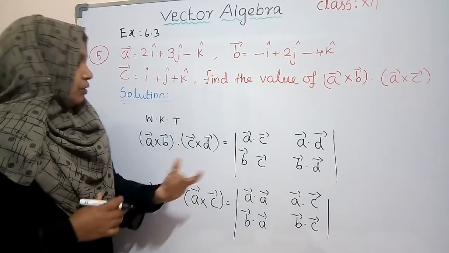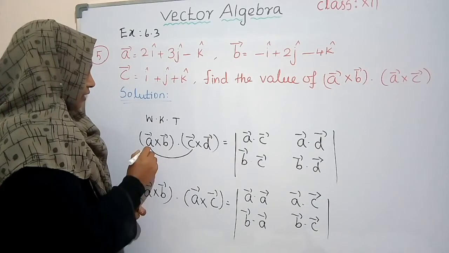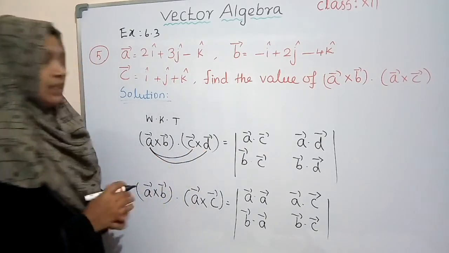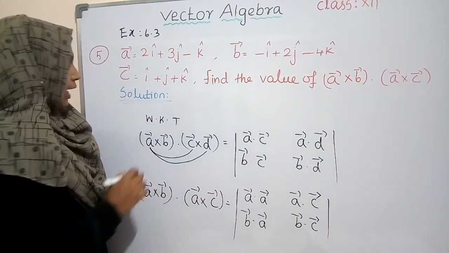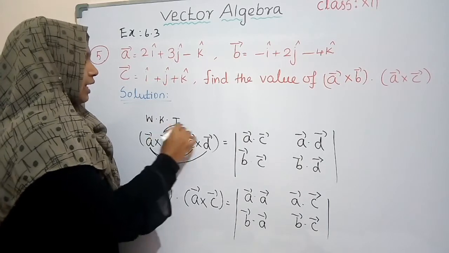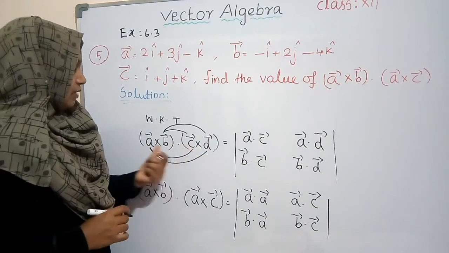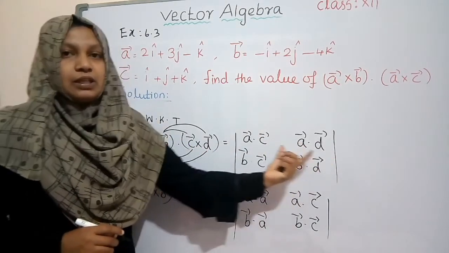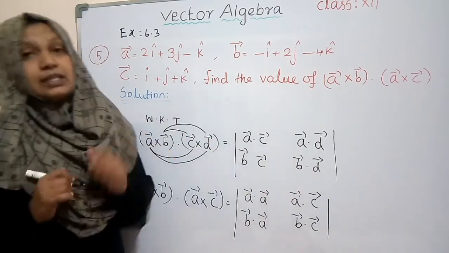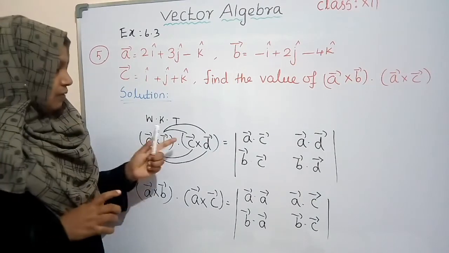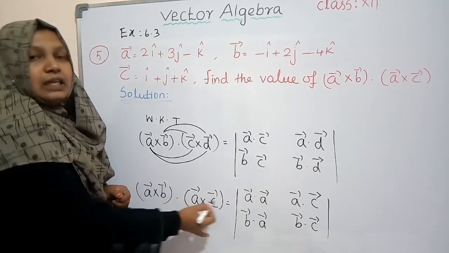So here how will you form this determinant? First you should write A vector dot C vector and then A vector dot D vector. A dot C and A dot D on the first row, and then after that B dot C and B dot D on the second row. So first one is A vector dot C vector and A vector dot D vector. It is on the first row, and B vector dot C vector and B vector dot D vector on the second row.